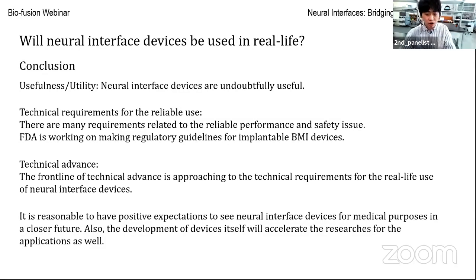Although there are many requirements related to reliable performance and safety issues, the standards for regulation are being made for the medical use of neural interface devices, and the front line of technical advances is approaching the regulatory standards. So it is reasonable to have positive expectations to see neural interface devices for medical purposes in the closer future. Also, the development of devices itself will accelerate the research for the applications as well.